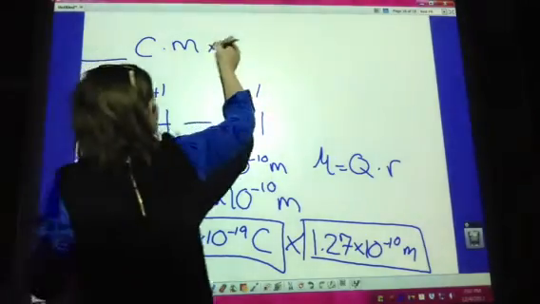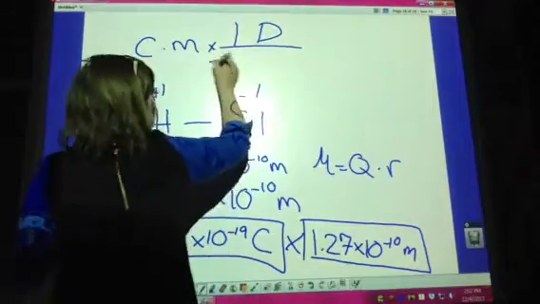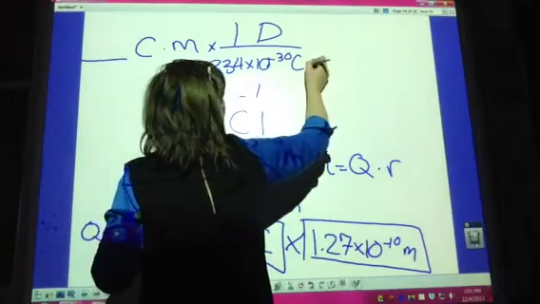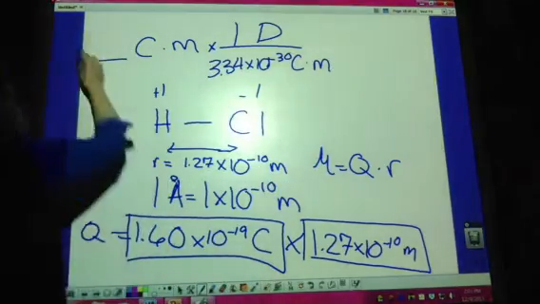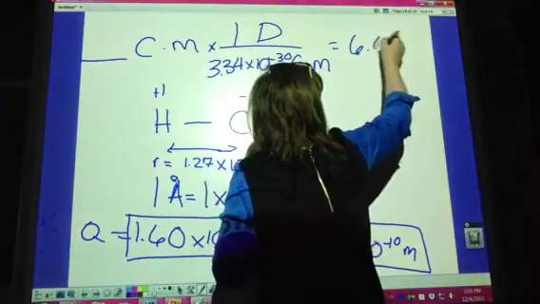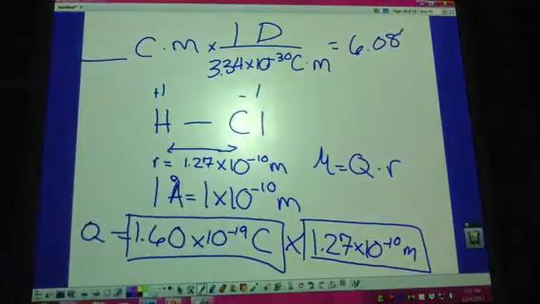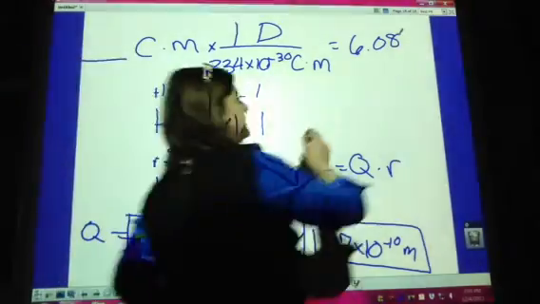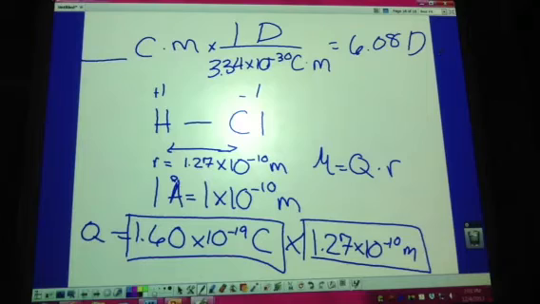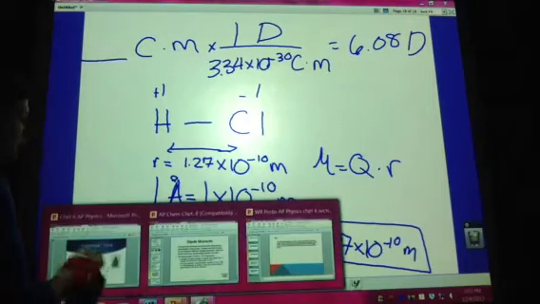And we know that in 1 debye, there's 3.34 times 10 to the -30th coulomb meters. So whatever you get as your answer here, you're going to divide that by our factor here, and you should get an answer of 6.08, I think. Yeah, you should get an answer of 6.08, and then we'll symbolize that D, debyes. So that's our dipole moment. That's how we have quantified polarity here. So we can quantify polarity by using something called the dipole moment.